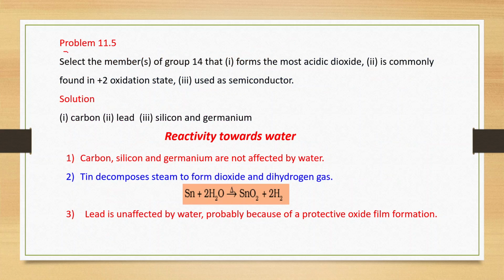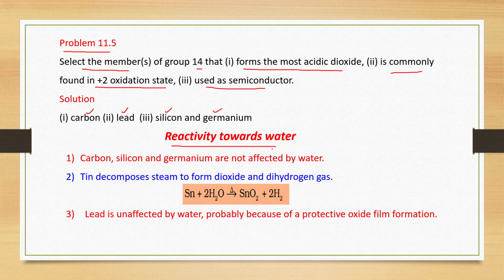Now, there is one question, problem 11.5. Select the members of group 14 that form the most acidic oxide. Answer is carbon. That is, carbon dioxide is the most acidic oxide among the oxides of group 14 elements. Commonly found in +2 oxidation state, that is lead. Now, in the group, stability of +2 oxidation state increases due to the inert pair effect. Used as semiconductor, answer is silicon and germanium.